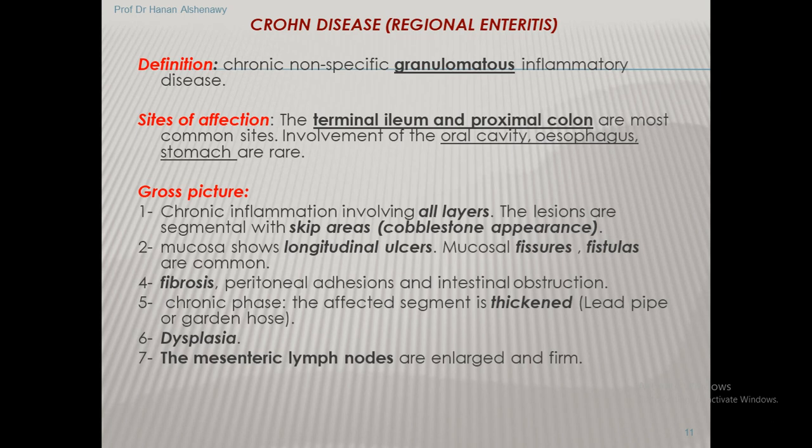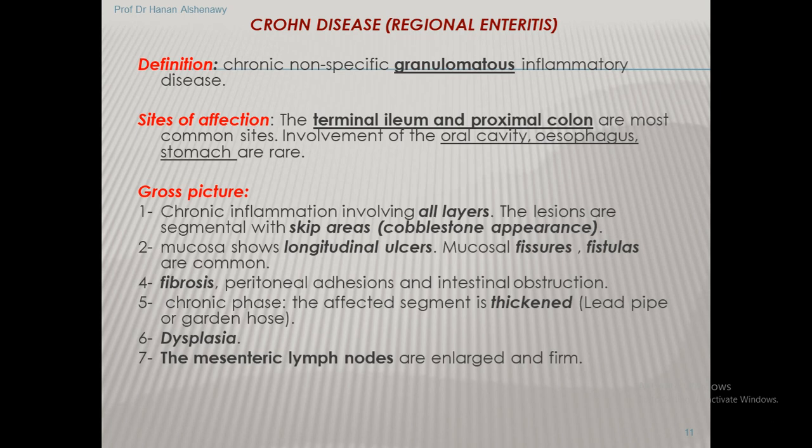What we have seen here is that there is inflammation affecting all the layers, not like ulcerative colitis that affects mucosa and submucosa only. Here the lesion is segmental, I mean the lesion in this part, and the adjacent part is very normal, and then another lesion, then the adjacent is very normal. So we call these skip areas, giving us what we call a cobblestone appearance, like stones arranged above each other. This stone is diseased, another stone is healthy, this stone is diseased, and so on. The mucosa shows longitudinal ulcers and fissures.